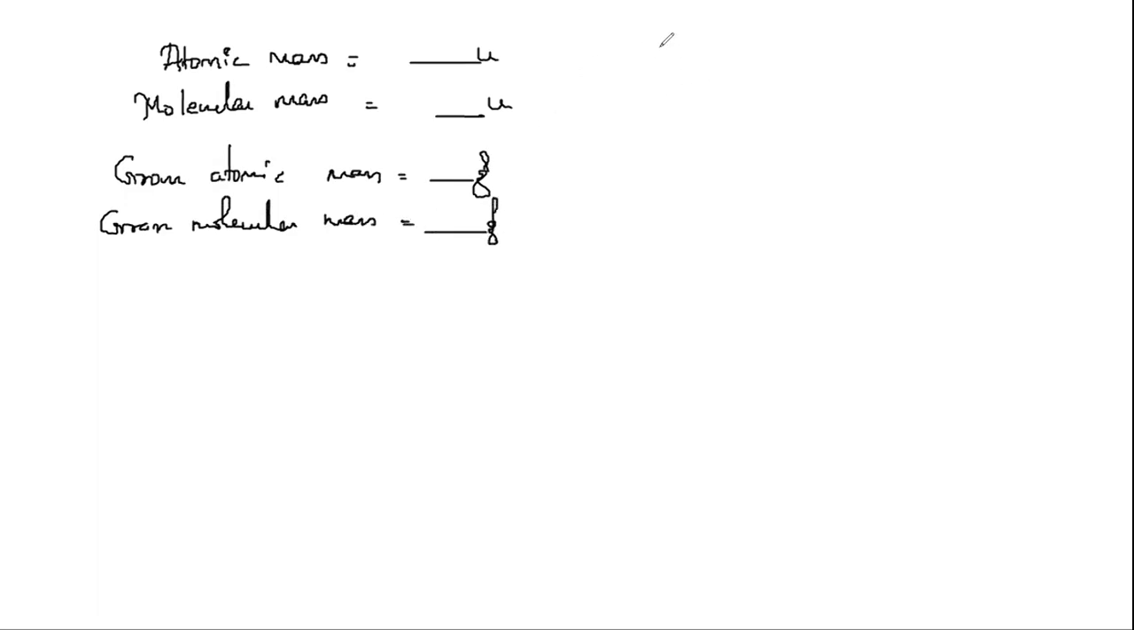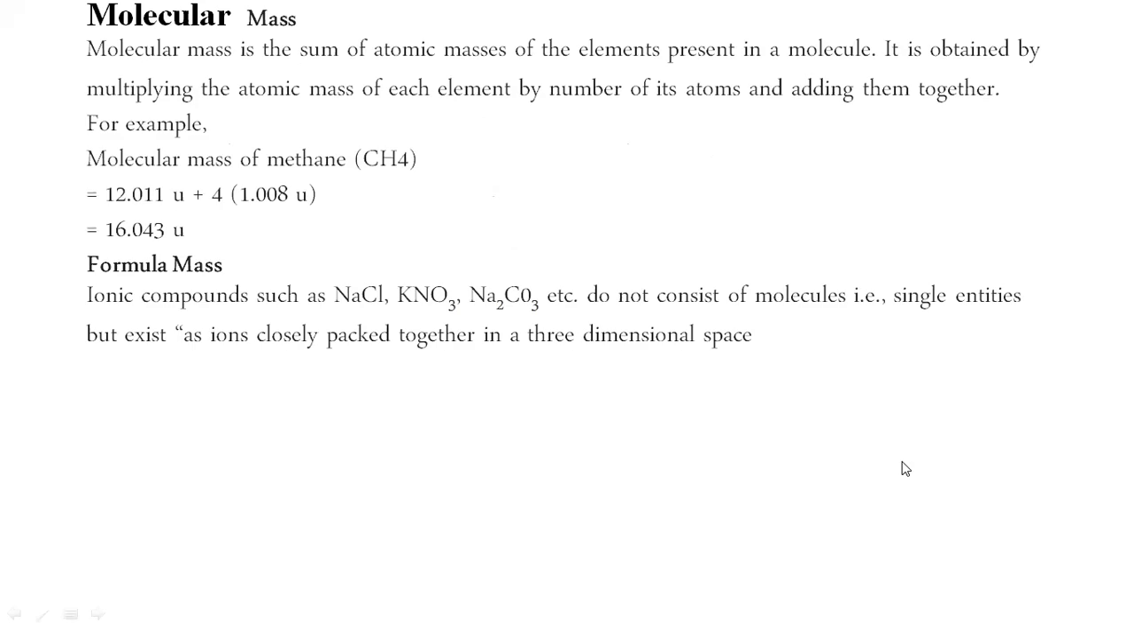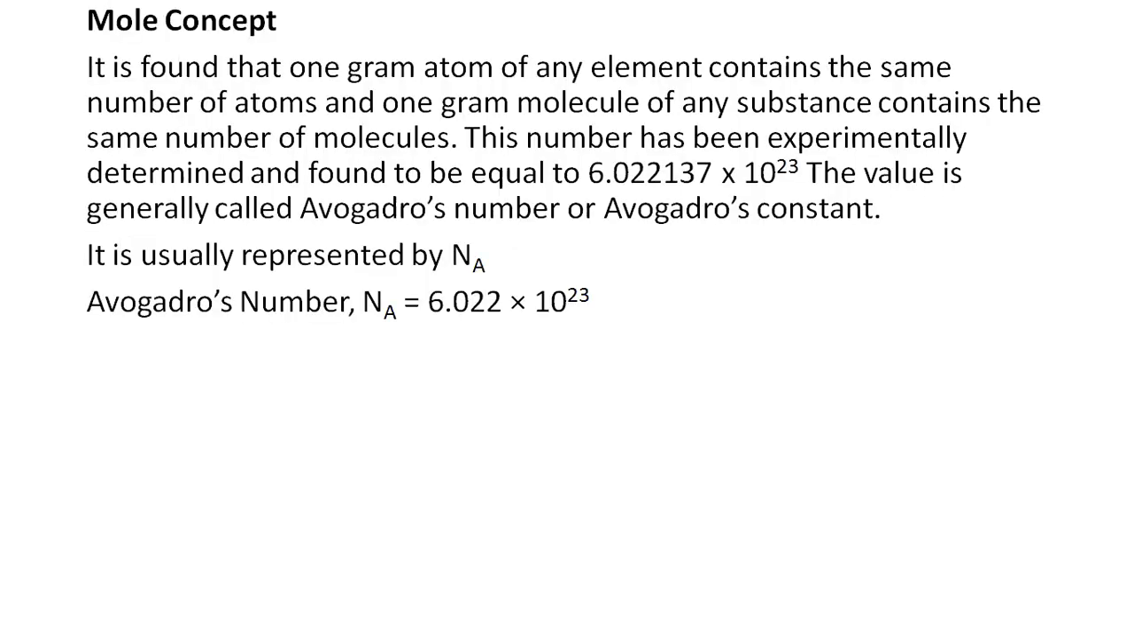For example, atomic mass of hydrogen, 1 U. Gram atomic mass of hydrogen, 1 gram. Molecular mass of water, 18 U. Gram molecular mass of water, 18 grams. So this should be very carefully known. Yes. So if it is atomic mass, U is the unit used. If it is molecular mass, U; if it is gram atomic mass, we use grams.